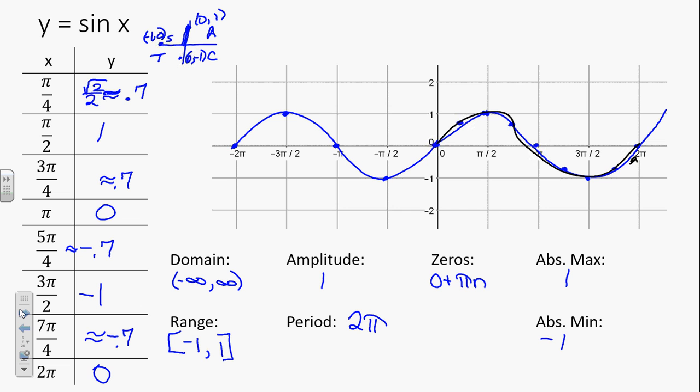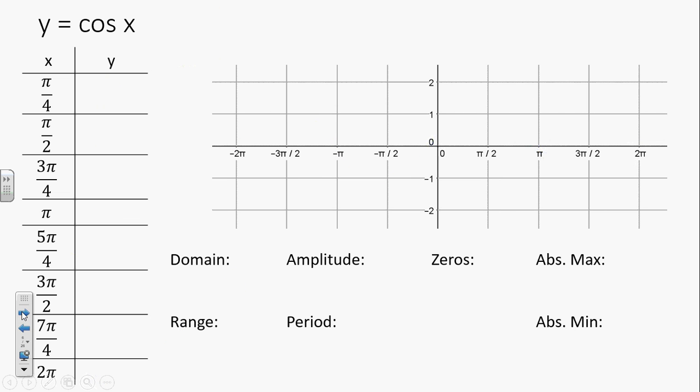All right, so next we're going to talk about the cosine. Okay, so we had GeoGebra sketch it, but we're going to sketch it ourselves next. So let's think about pi over 4. What is the cosine of pi over 4? Root 2 over 2, just like sine was, right? And that was about 0.7. So square root of 2 over 2. For rounding purposes, we're just going to call it 0.7.